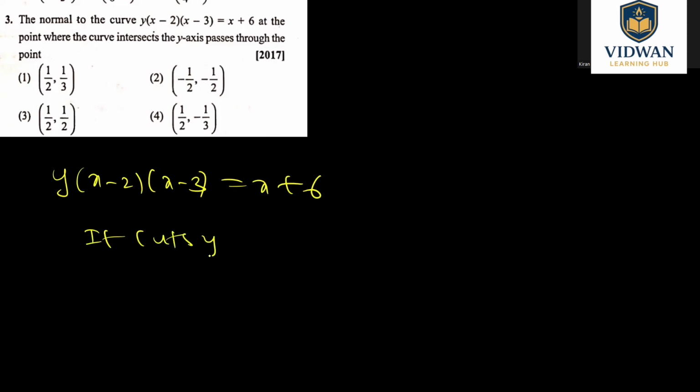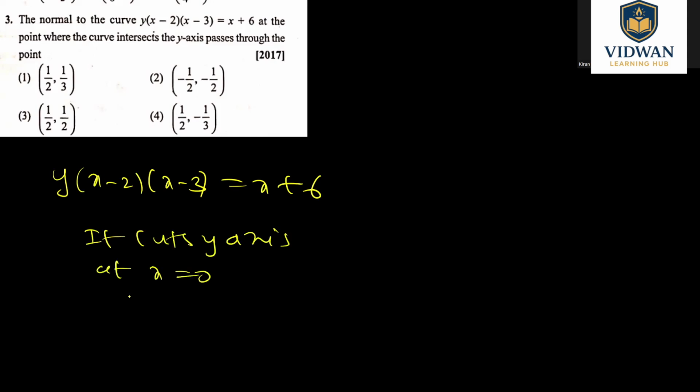The normal to the curve at the point where the curve intersects the y-axis passes through. So where are we drawing the normal? At the point where it cuts the y-axis. So how do you find the point where it cuts the y-axis? It cuts the y-axis at x equal to 0.